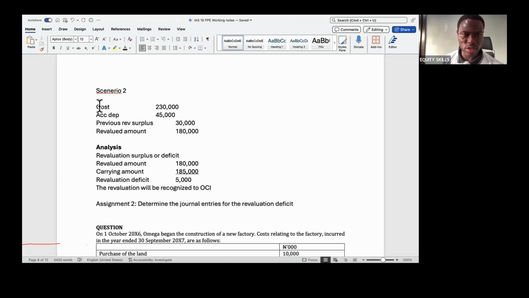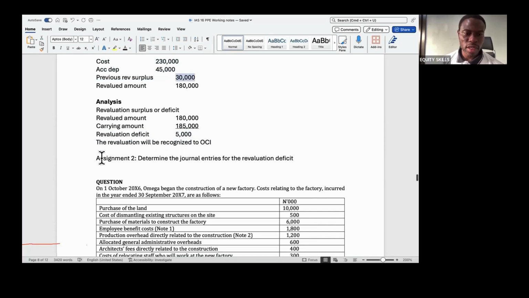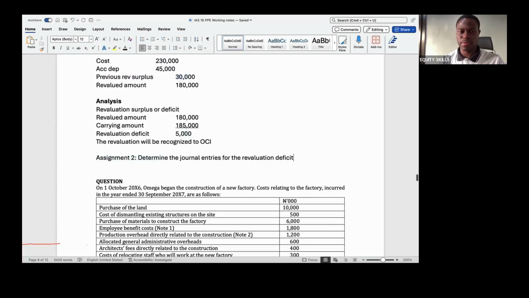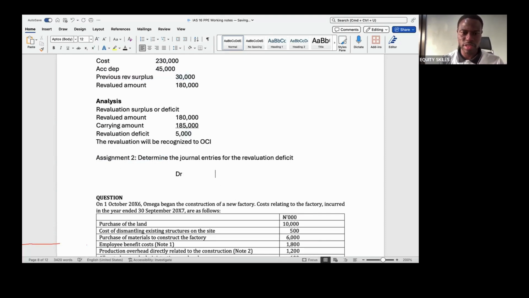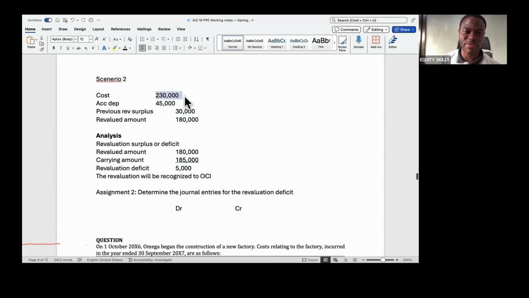I gave you this question. There was a previous surplus, a given amount. In this question, we had a deficit of 5,000. And it said the revaluation will be recognized in OCI because we had a previous surplus, right? Okay. So I said determine the journal entry. Debit, credit. My first mission is my asset value before was 50. Now the new value is 180. The value has gone down, obviously. So I need to bring down the asset account from 230 to 180. I need to bring it down from that.